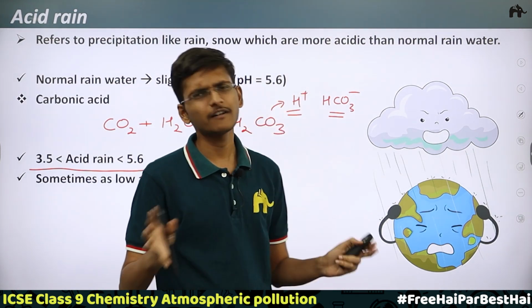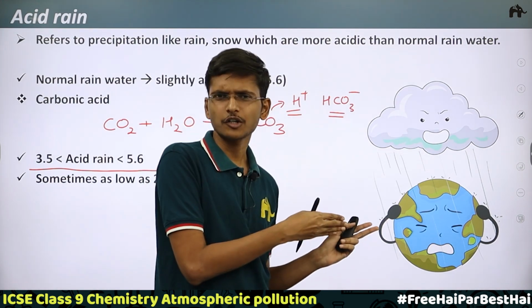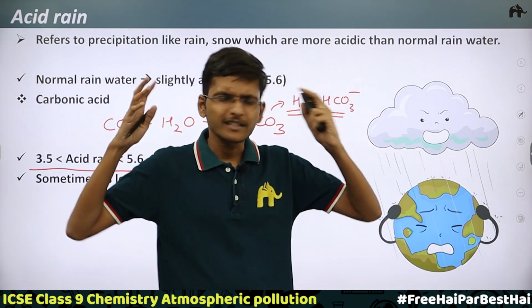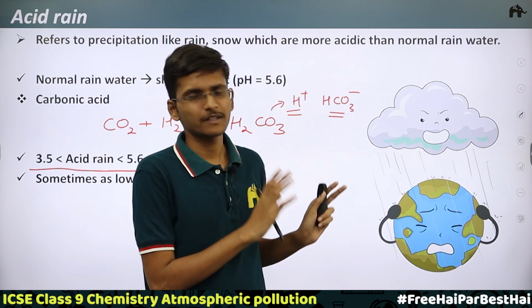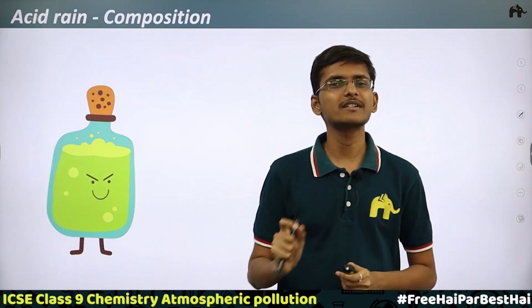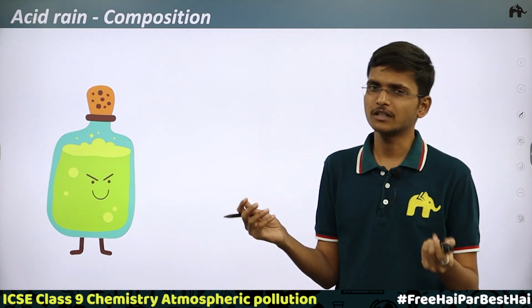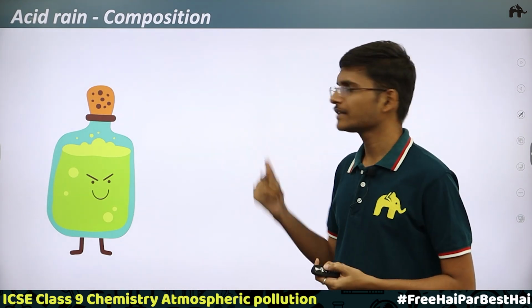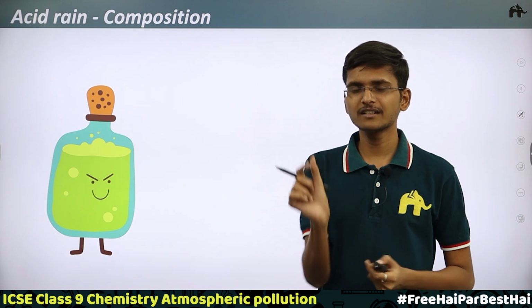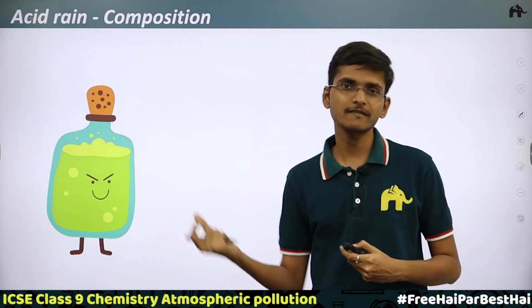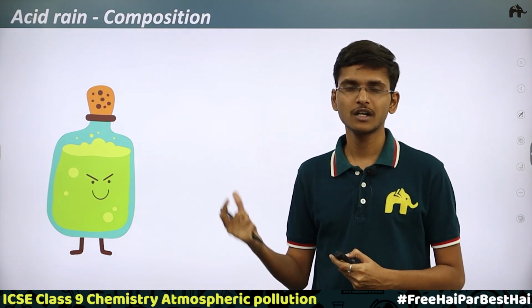So I hope you have got a basic understanding of what acid rain actually is. Fine. And the picture in front of you shows Earth being very much fed up because of this acid rain. Now, what is actually present in this acid rain? It's not a difficult thing to understand, because just now we have seen the acid rain has a pH less than 5.6, or it is more acidic than the rainwater.